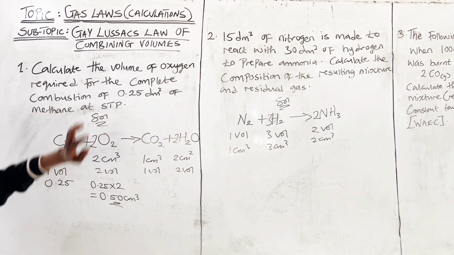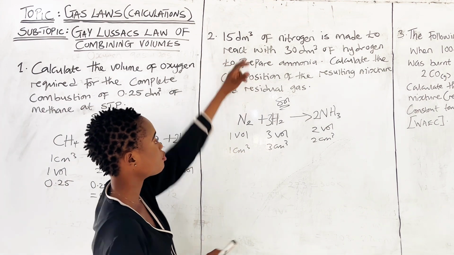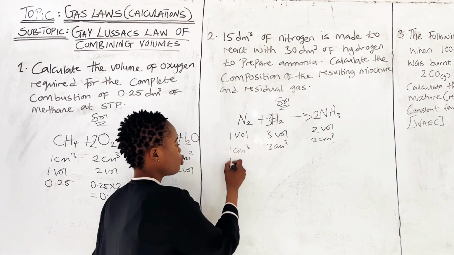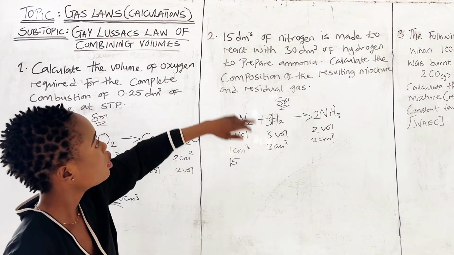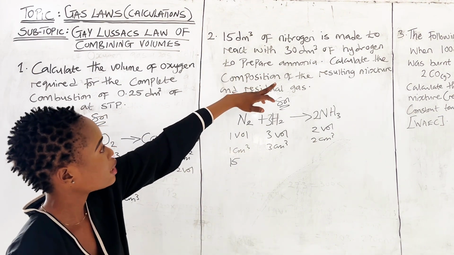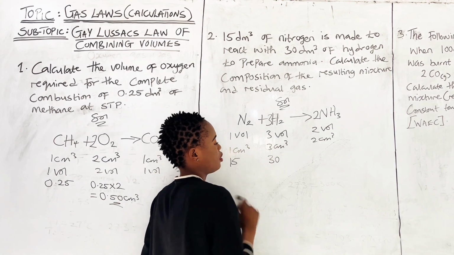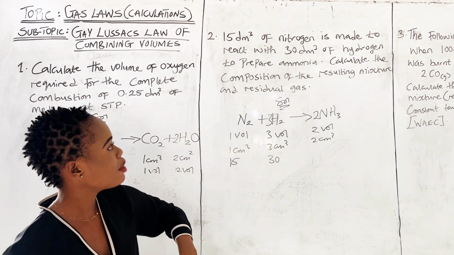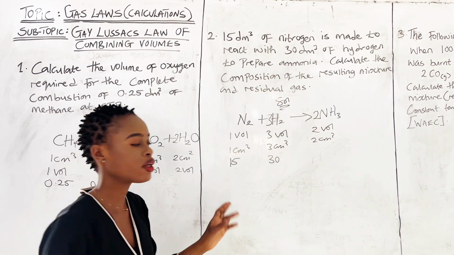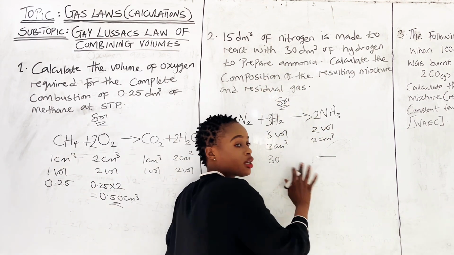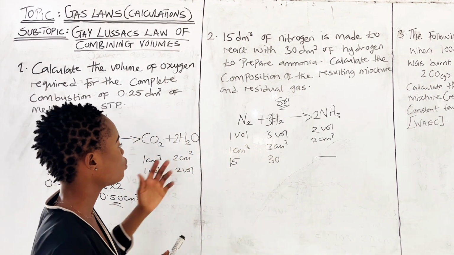Now that we've done this, we can go back to the question. We were told that 15 dm cube of nitrogen, meaning that nitrogen is 15 dm cube. So we place our 15 here. And then we were told that with hydrogen of 30, so we're going to place our 30 here. Now, was there any mention of ammonia in the question? No, we're not given. So we're going to put a dash here. Simple. So now that you have placed that dash here, how do we solve this question?